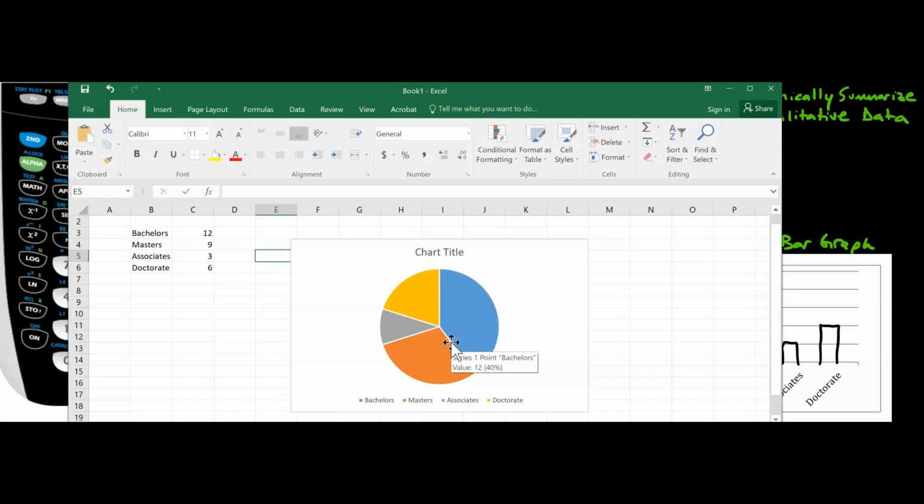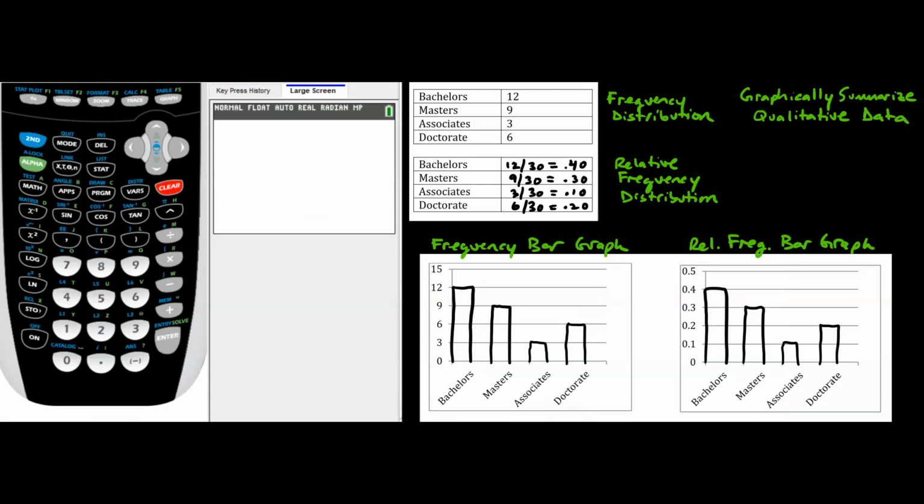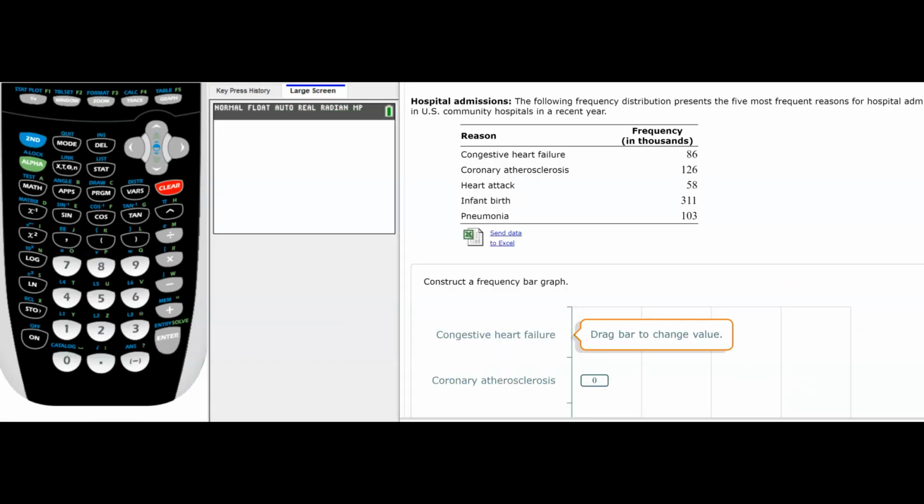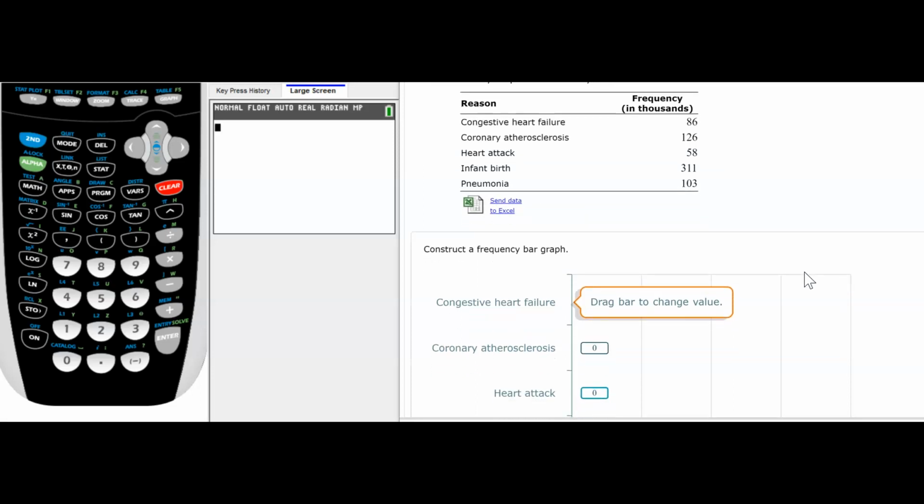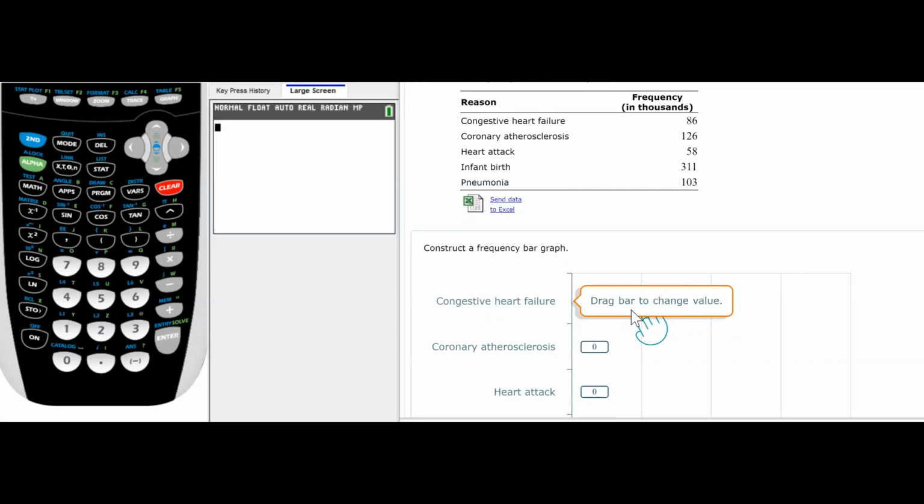So let's take a look at Connect now and see how we would do a couple of similar types of problems in your homework. So here's an example that says, hospital admissions. The following frequency distribution presents the 5 most frequent reasons for hospital admissions in U.S. community hospitals in a recent year. So we have 86,000 people are admitted for congestive heart failure, 126,000 for atherosclerosis, 58,000 for heart attack, 311,000 for birth, 103,000 for pneumonia.